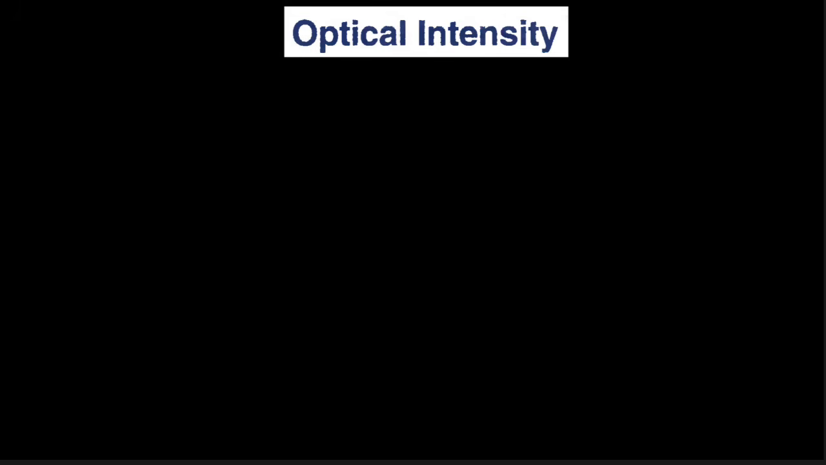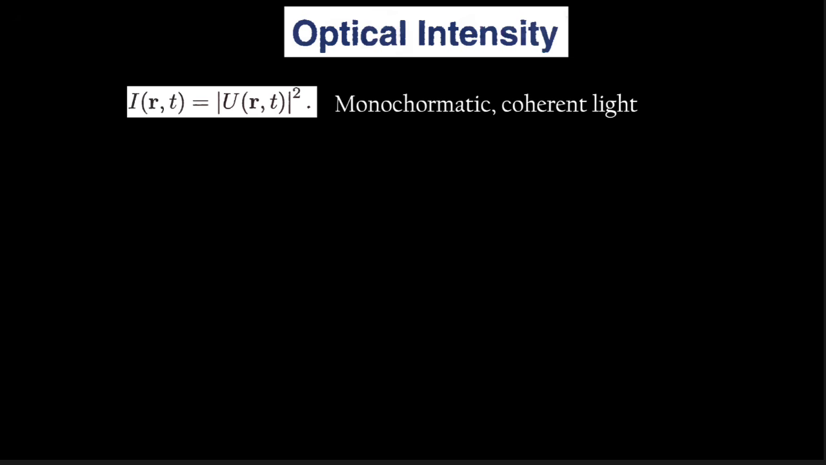In the context of the optical intensity, what is the definition? Let's look at it. The intensity, which is again a function of the spatial and temporal coordinates, is modulo capital U of r comma t, and this is the square of that modulo function. So the monochromatic coherent light essentially takes this particular form, what you are seeing on the screen.